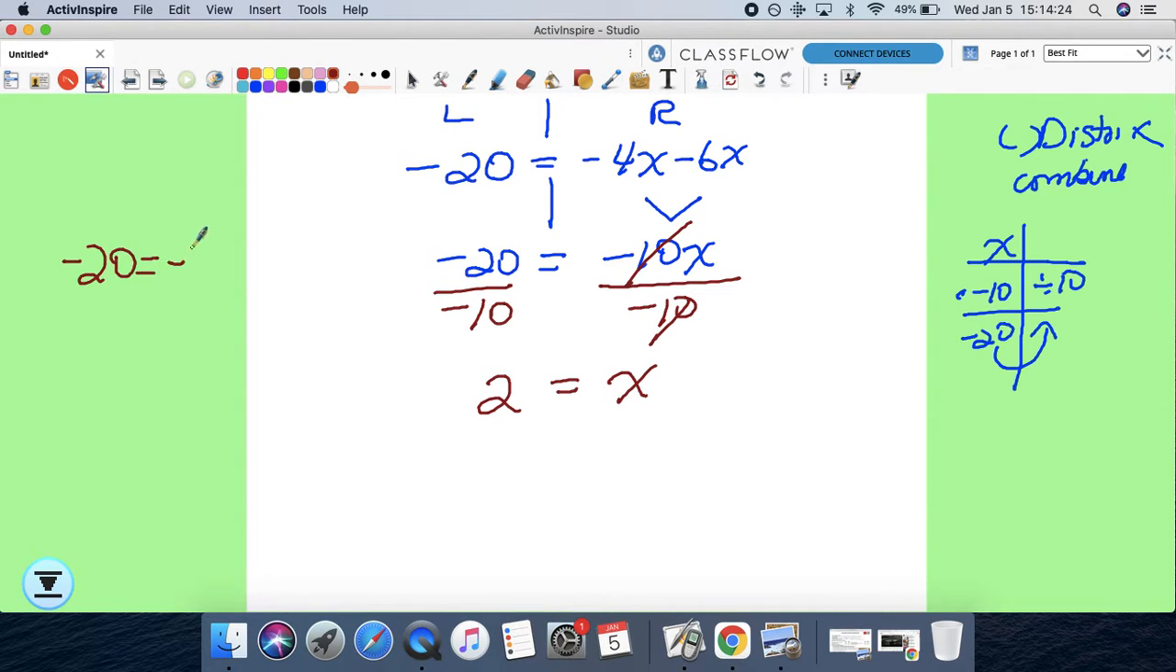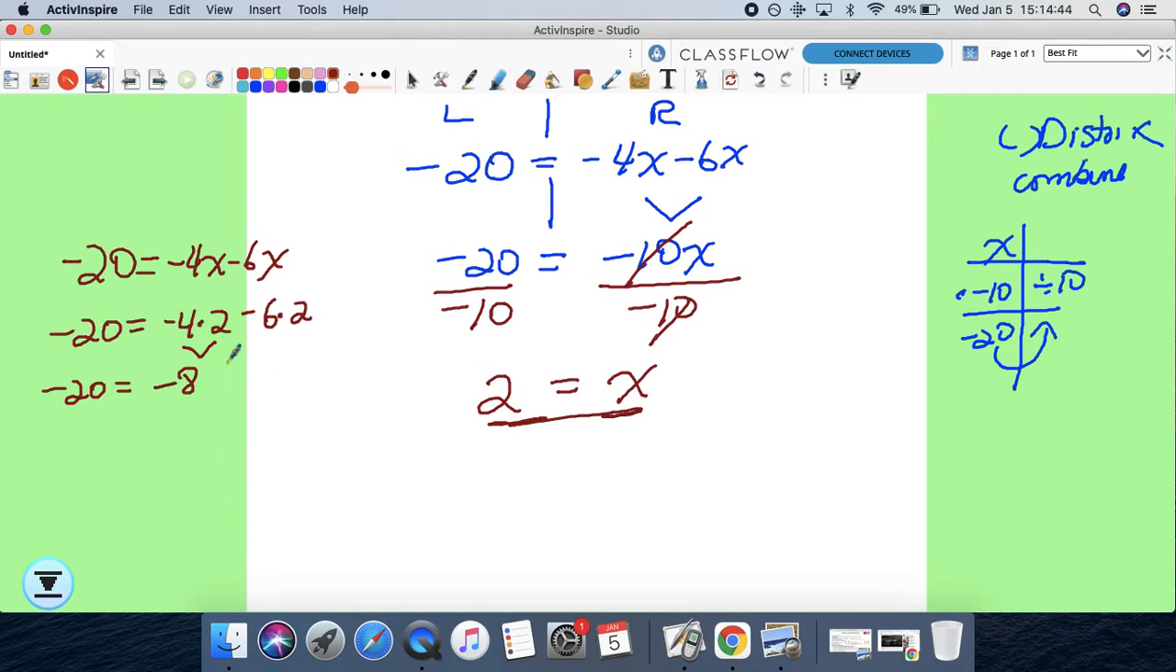negative 20 equals negative 4x minus 6x. Negative 20 equals negative 4, and then times 2, right? Because x equals 2. Minus 6 times 2. Negative 20 equals negative 4, negative 2. Negative 4 times negative 2 is negative 8. And then minus, and 6 times 2 is 12. Now if I combine those two, negative 8 minus 12 is negative 20. So this one is okay.